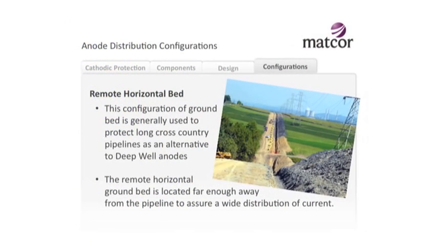Often used for long-distance pipelines. Okay. Like I said, you put one anode station in, you go another 20 miles, put another anode station in, and they're protecting 10 miles in each direction. Not at all uncommon.